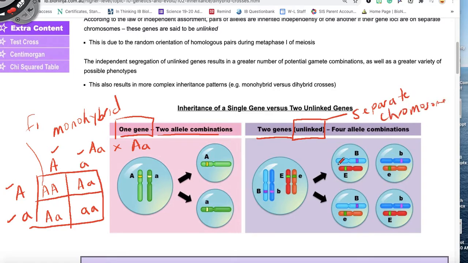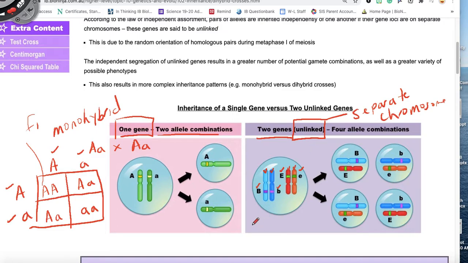And in this particular case, you have two genes. So notice that you have a big B, little b, and you have a big E, little e. But again, you have different allele variations for that particular gene, but they happen to all be on a separate chromosome. So we call these unlinked, okay?